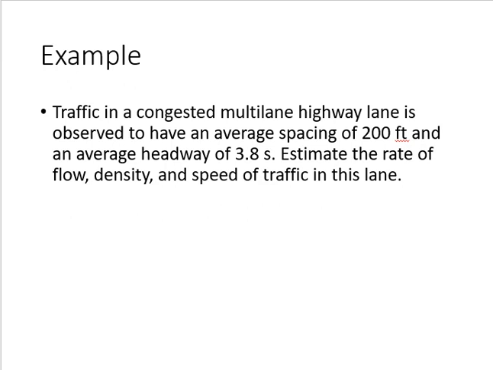Let's say we have a congested multi-lane highway which has an average spacing of 200 feet and a headway of 3.8 seconds. We have to estimate the rate of flow, density and speed for this lane. So spacing and headway are given and we have to calculate the three. Which type is this, macro or micro? Macro. All three of them are macro.